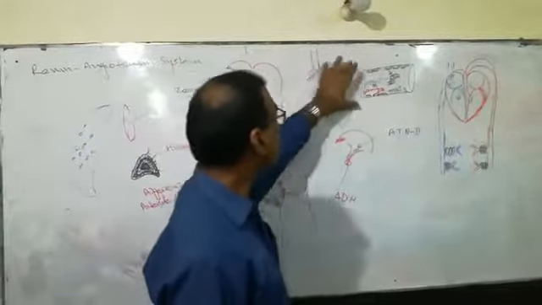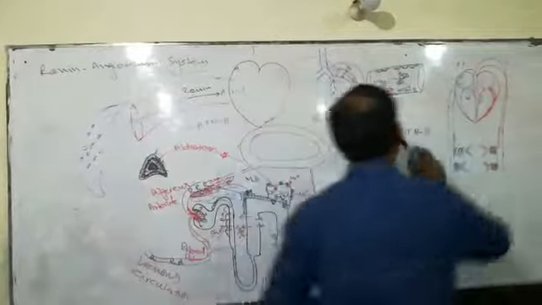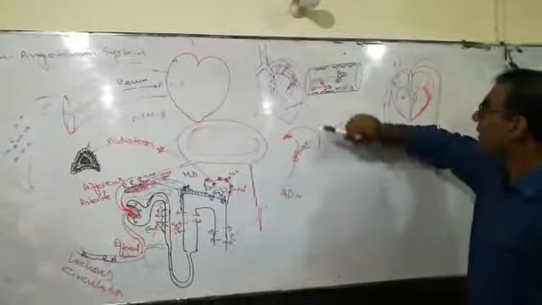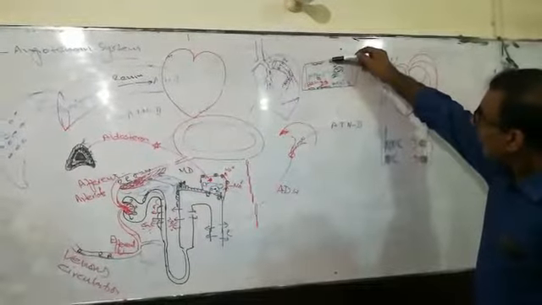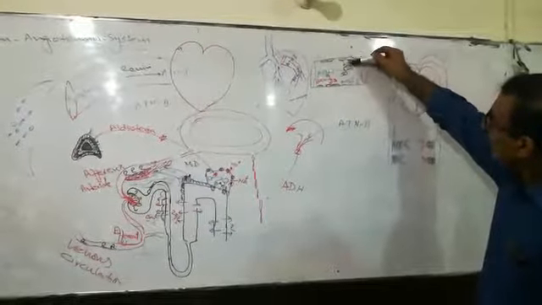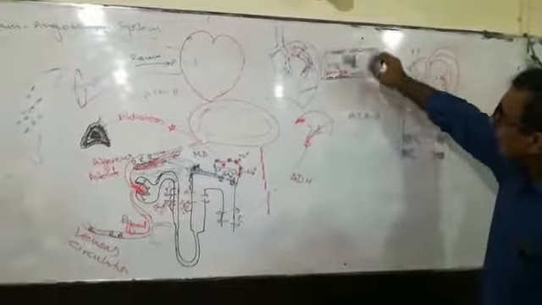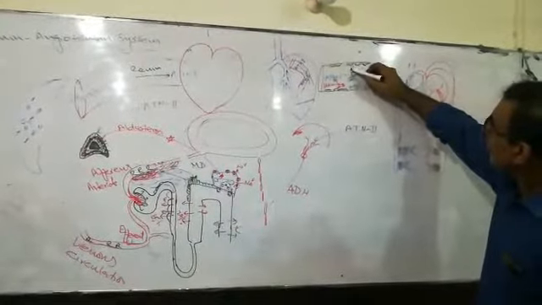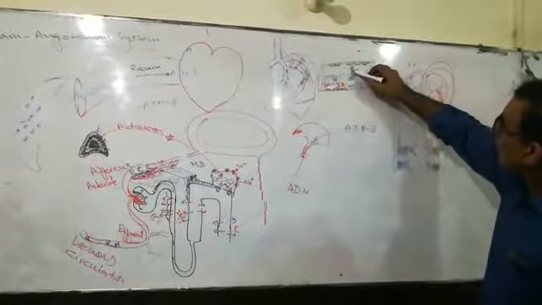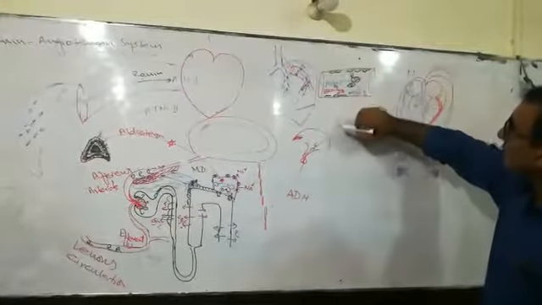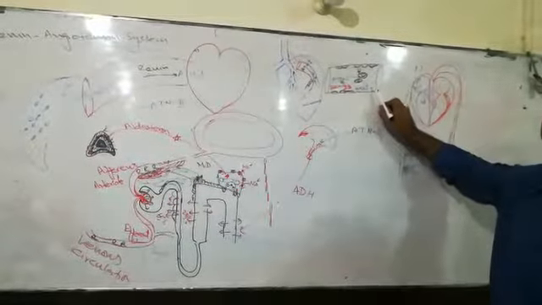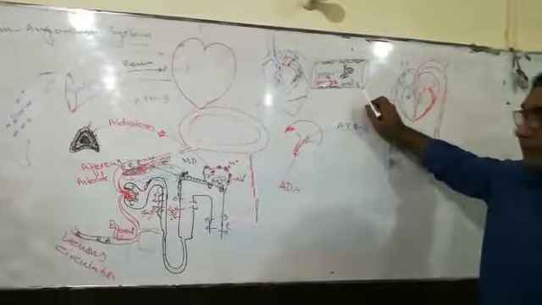I have drawn a blood vessel out of the lung like this. In the blood vessel there is what? A group of cells. These cells produce a chemical, a protein. That protein converts ATN1 into ATN2. Taken? Okay.